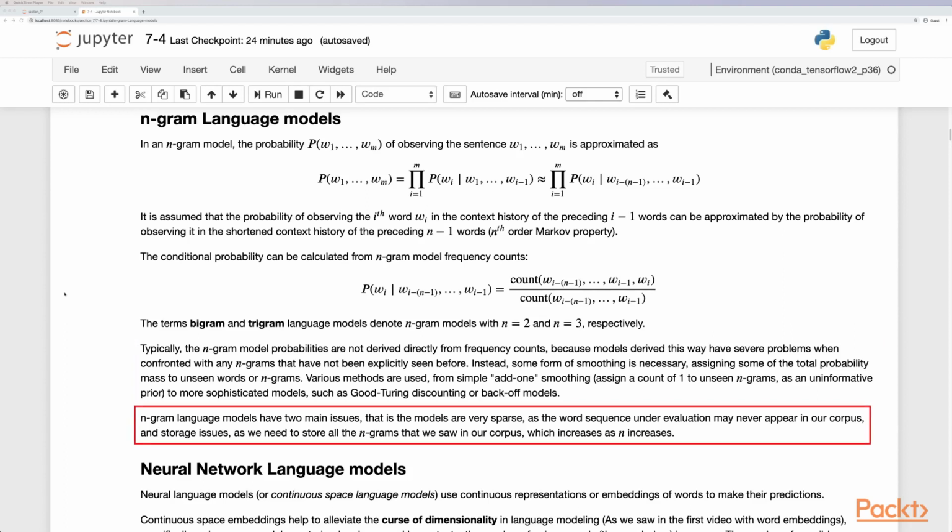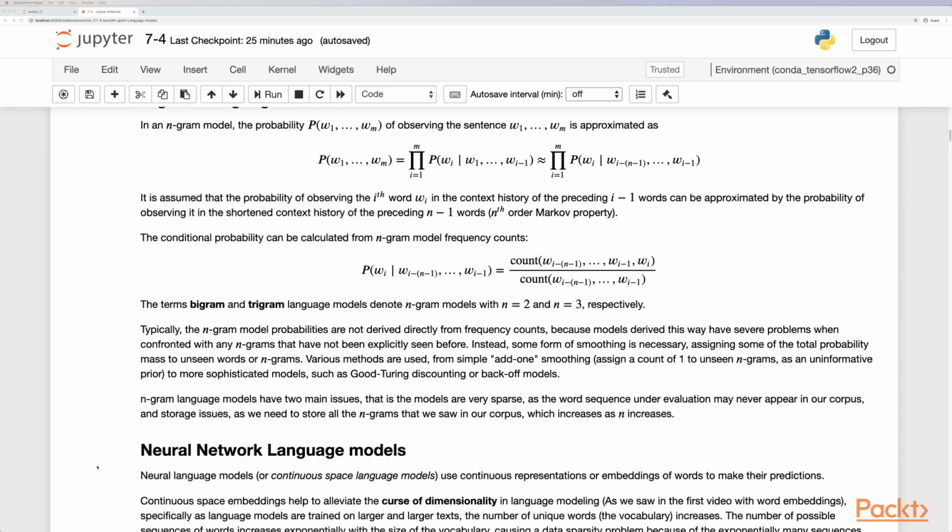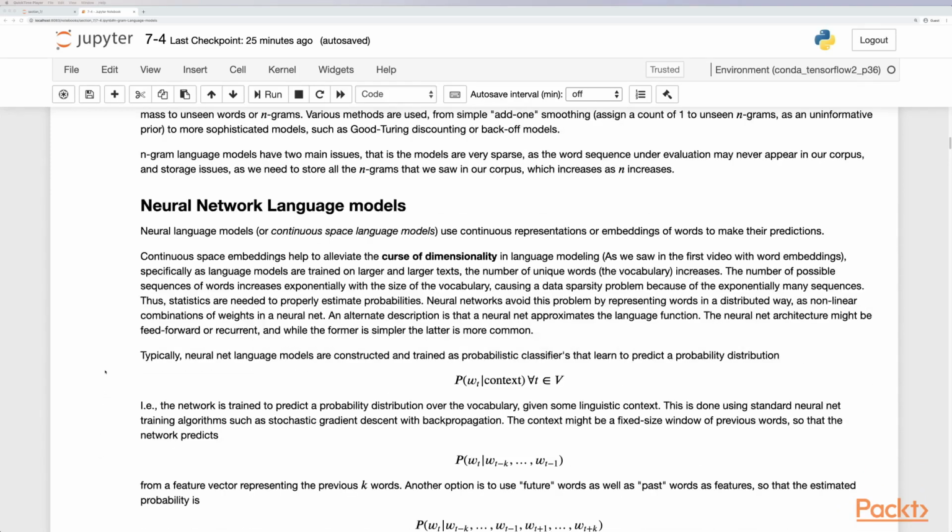N-gram language models have two main issues though. That is that the models are very sparse, and a word sequence under evaluation may never appear in our corpus. And also we have storage issues, as we need to store all the n-grams that we saw in our corpus, which increases as n increases. So we can solve this with neural network language models.